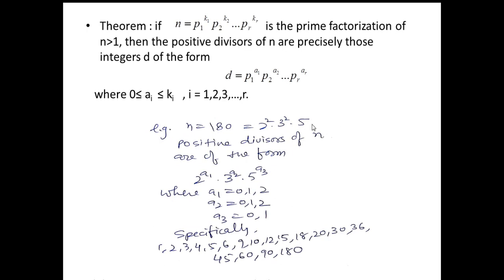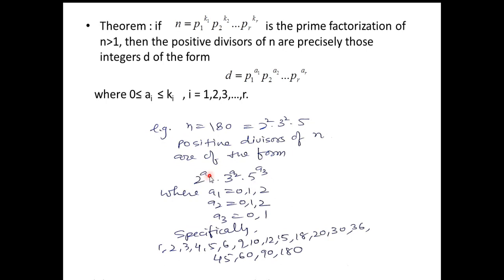Let's try to understand this theorem with the help of an example. Let us take n is equal to 180. So in the form of product of primes, it can be written as this. So divisors of n, positive divisors of n are of this form, 2 to the power a1 into 3 to the power a2, 5 to the power a3.